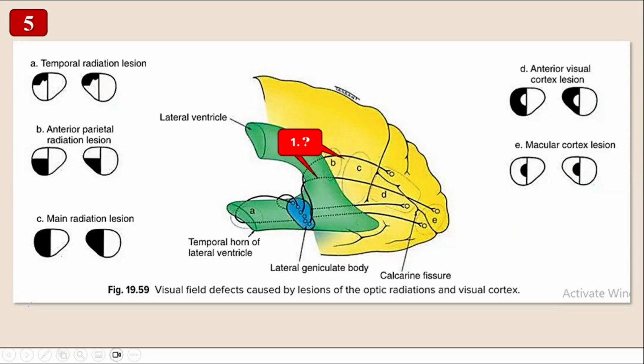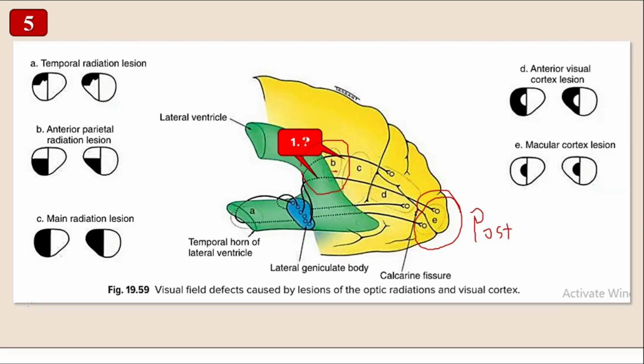So let's see. So this is posterior. This is the tip of the occipital cortex. So this is posterior, and this is anterior. So I'm pointing at this area. Okay, so according to Kanski, like at B, this is anterior parietal.